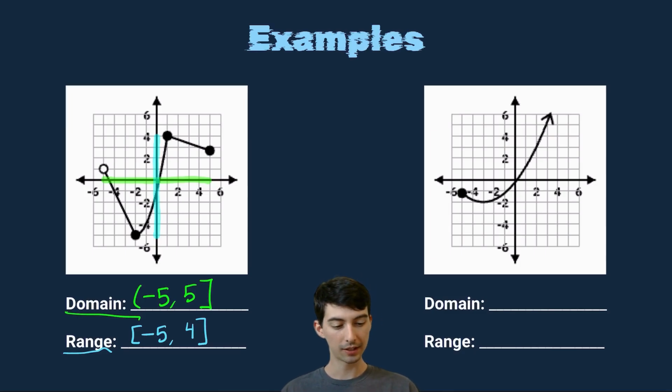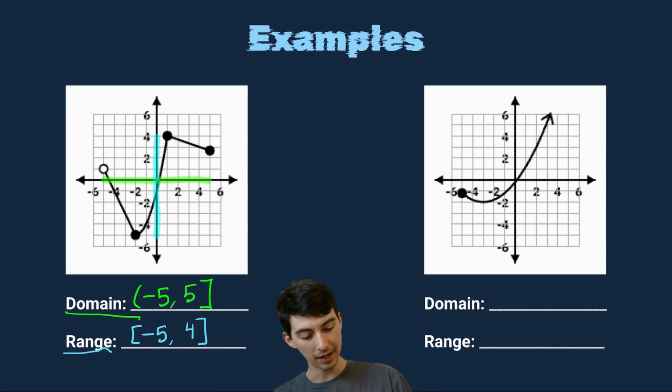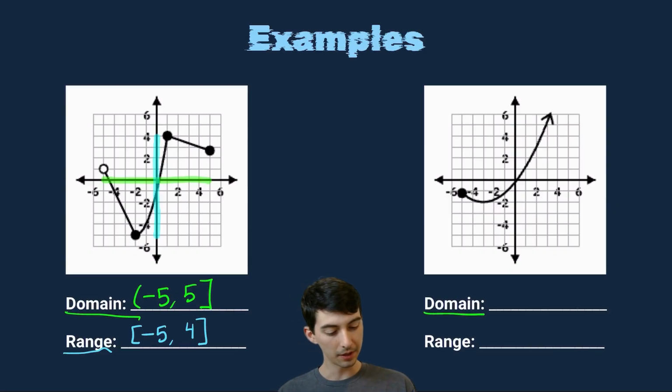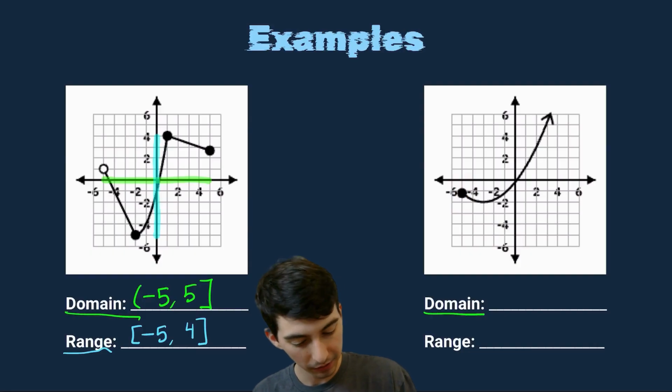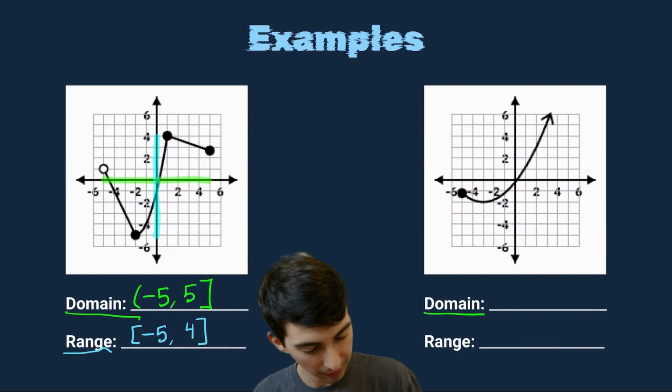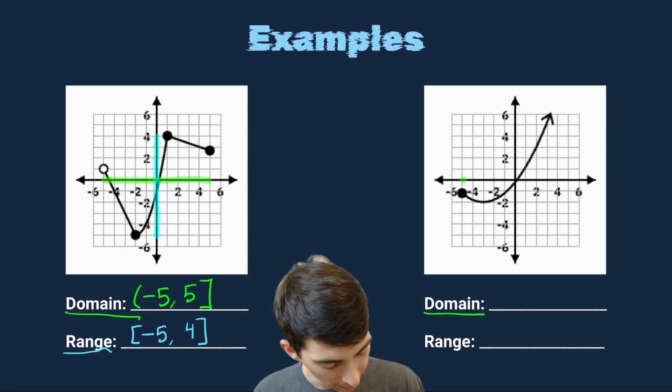Okay, let's do the second example. Again, I'll do domain in green. And so I'm looking for my rightmost point, which is going to be right here. And so if I'm going to highlight, I'm going to start right here, and I'm going to keep going and keep going and keep going.